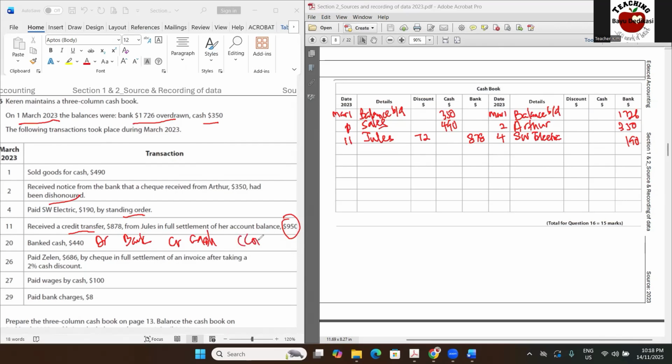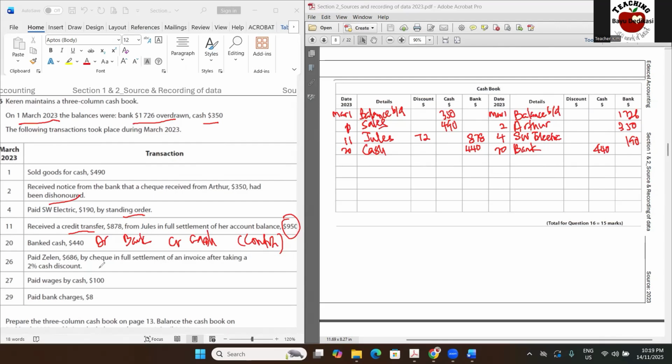Bank receives money, cash gives out money. So this one we call a contra entry. So here, on the 20th, bank receives money, so in your details you have to write cash. In the bank column is 440. Whereas on the credit side, cash is the one giving out to the bank. So in the cash column, 440, given to the bank. So your detail on the credit side is the bank.